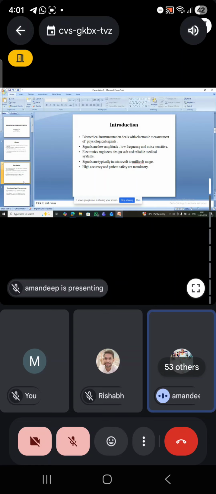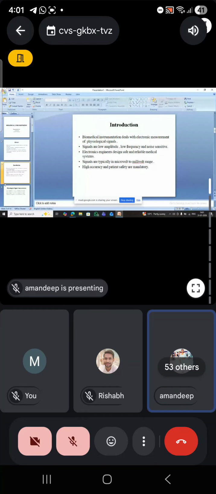Now, introduction. Biomedical instrumentation deals with electronic instrumentation of physiological signals. These signals are low in amplitude, low in frequency, and noise sensitive. Electronics engineers design safe and reliable medical systems. These signals are typically in the microvolt and millivolt range, and in these signals, high accuracy and patient safety are mandatory.